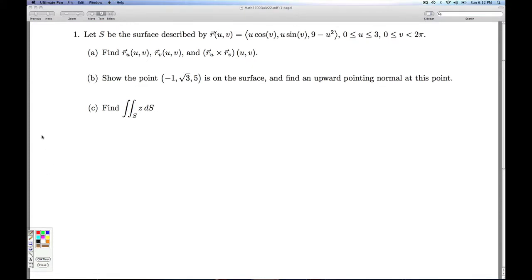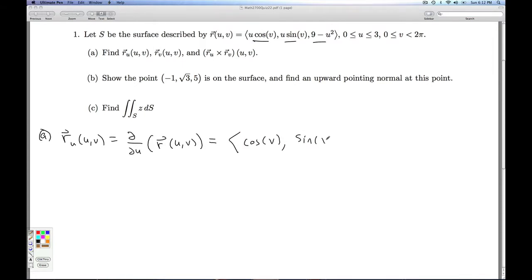So this takes us back. What does this mean? This is the partial derivative with respect to u of the vector valued function r(u,v). And just like in chapter 12, the calculus of vector valued functions goes component wise. So I'm just going to take the derivative of each component with respect to u. So I'm going to get cosine v, sine v, negative 2u.